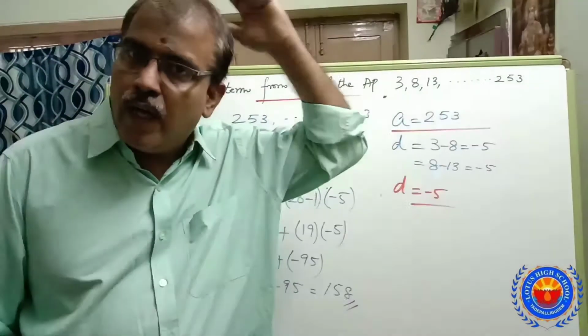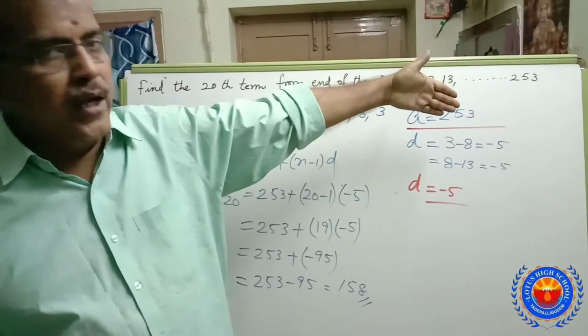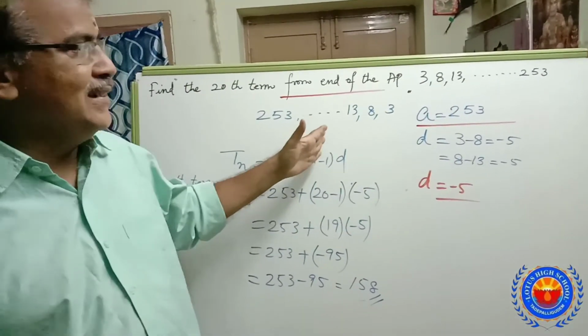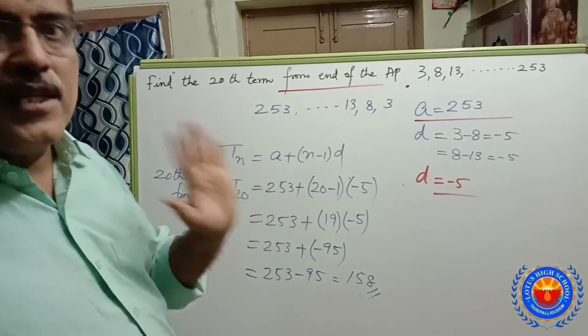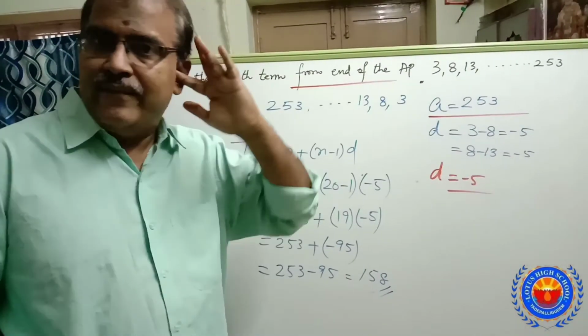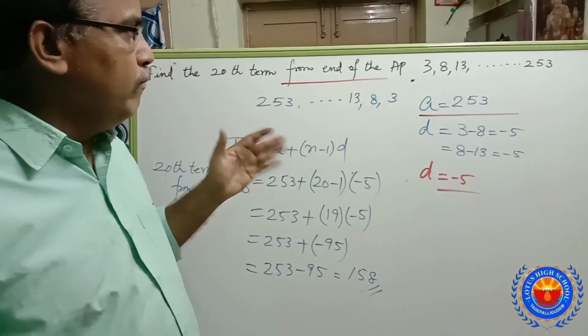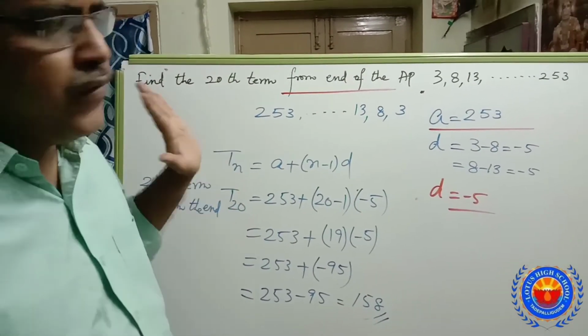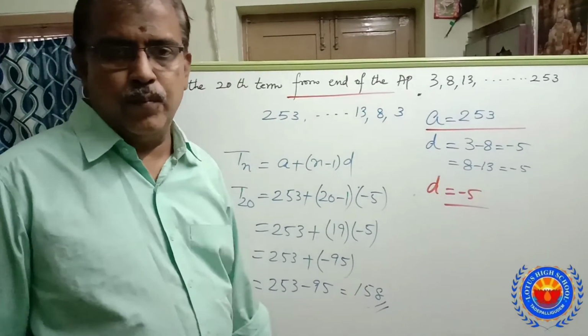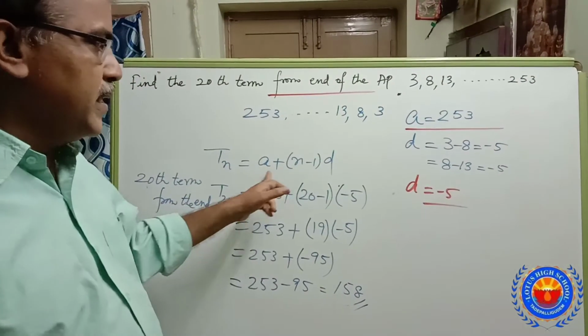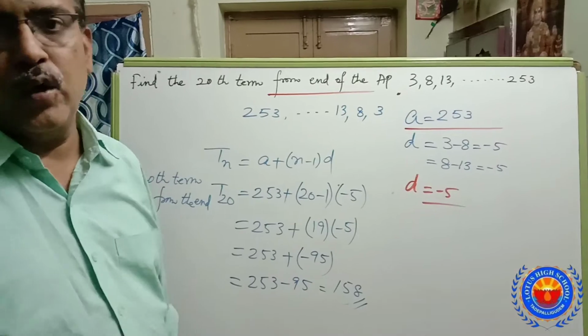Direct sums we did in the last video, and today also I explained one sum. This is the direct from-the-end model. This is also very important. As I said, we have a direct formula without reversing it. We will discuss that concept and that formula later. Now this formula is very important. Here Tn is equal to a plus n minus 1 into d.